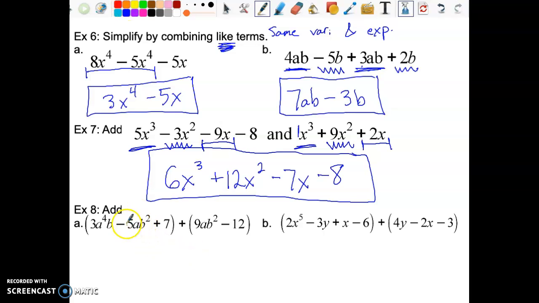And we have some more adding going on. Notice that there's not a like term with this 3a to the fourth b. Yes, there's a's and b's, but they're not the same exact exponents. So I cannot change that.